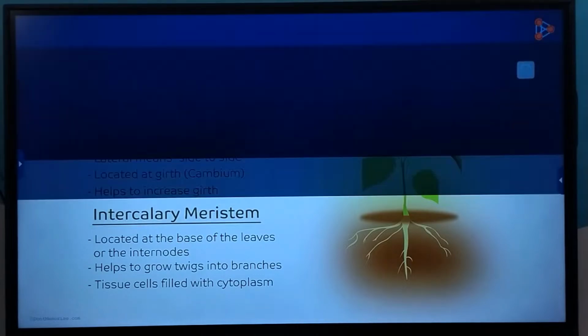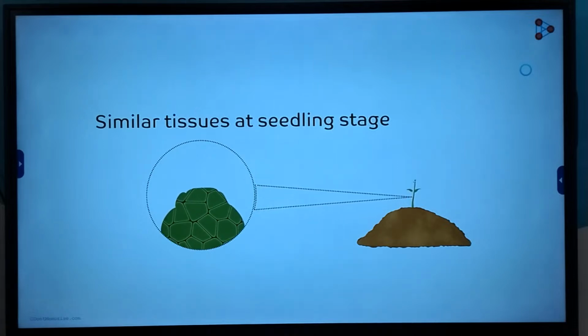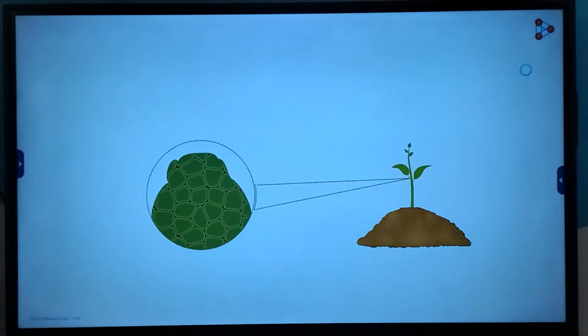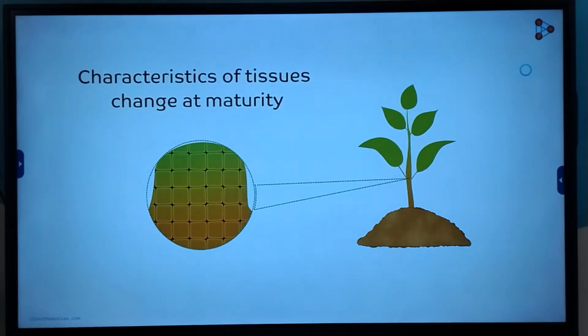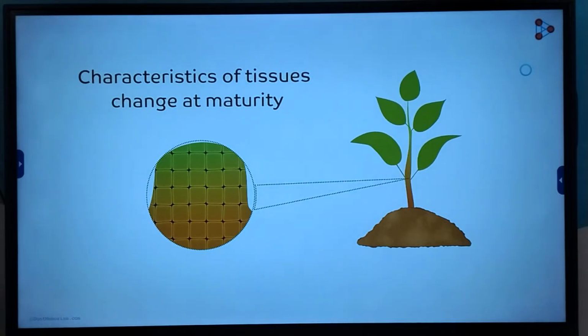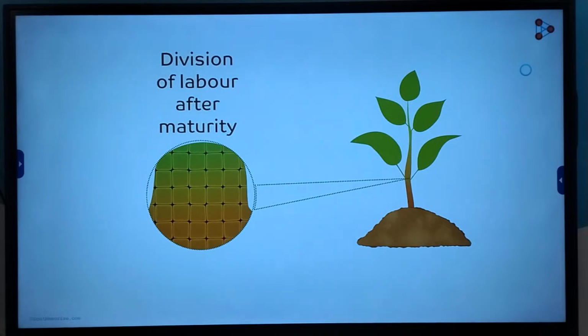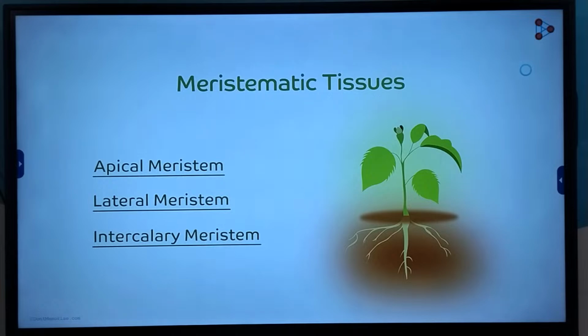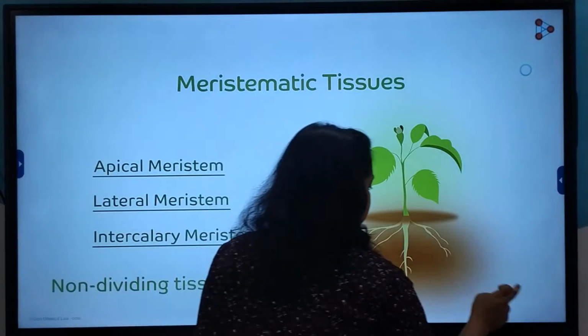But do you know something interesting? At the initial stages, these tissues are not differentiated into any specific types. Once they divide and mature after completing the growth of the plant, the characteristics change. Then they are differentiated into components of a single tissue. Division of labor takes place only after maturity. Until then, all the meristematic tissues exhibit the same function of simple growth of the plant. If these are the characteristics of the dividing tissues, what about the non-dividing tissues? Let us study them in our next lesson.